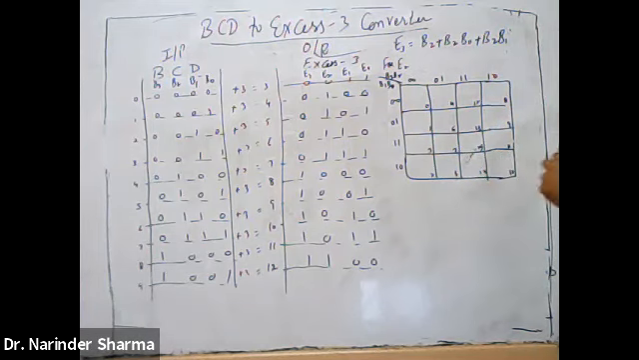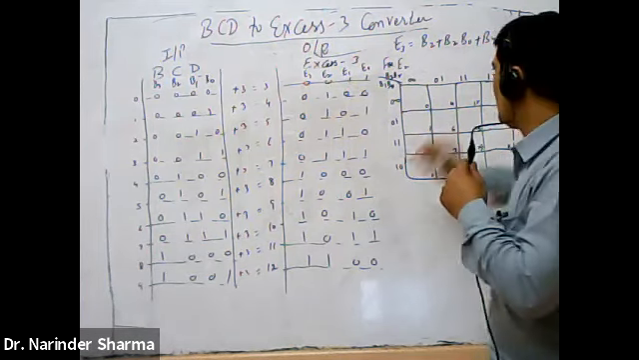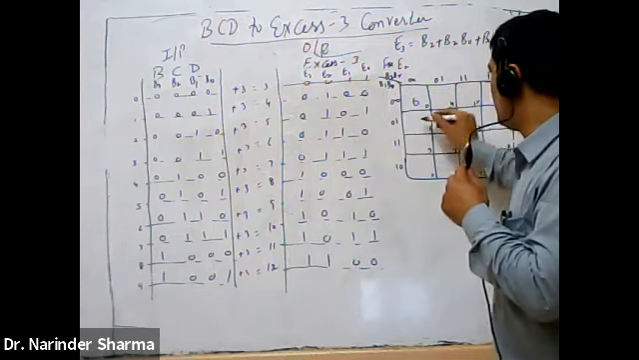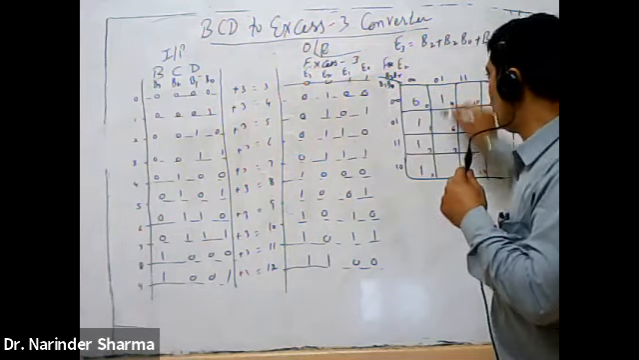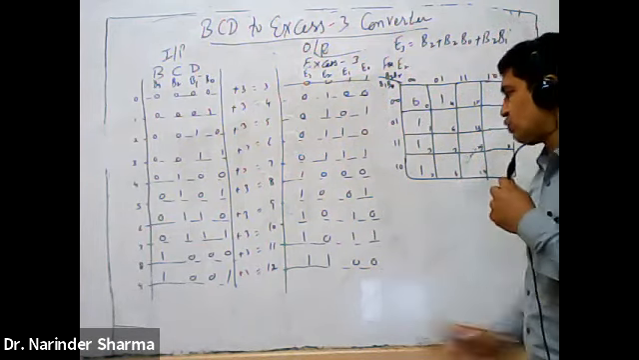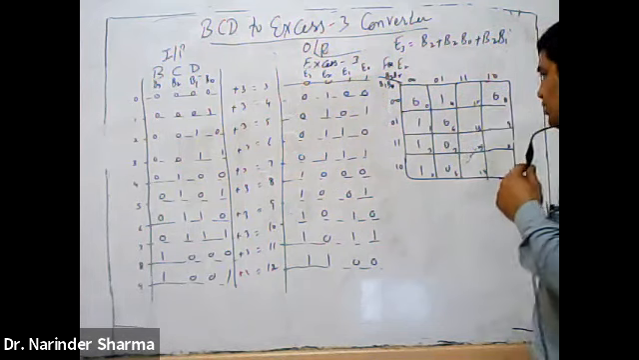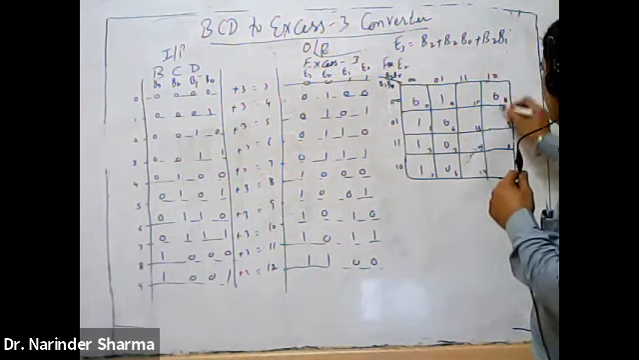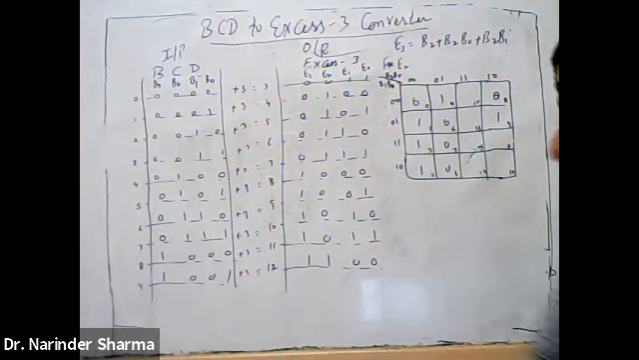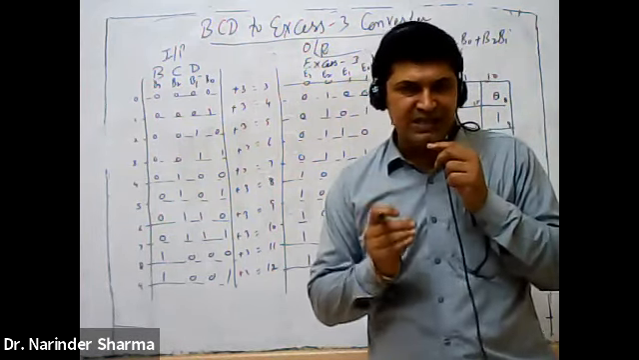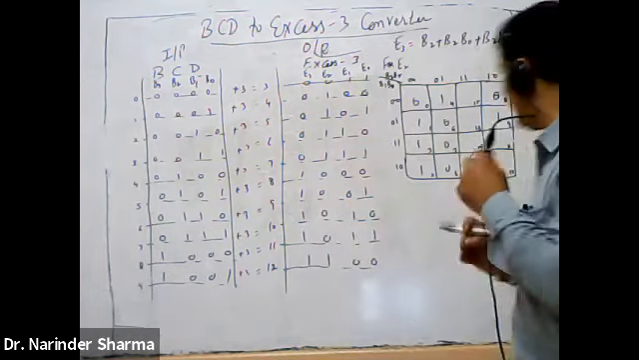Now for E2, 0 is 0, 1, 2, 3, 4 is 1, 5 to 8 is 0, 9 is 1. So again, unused states are 10 to 15. Mark these as don't care.